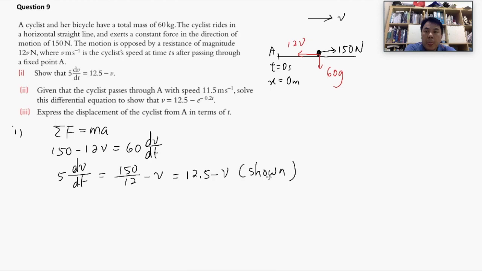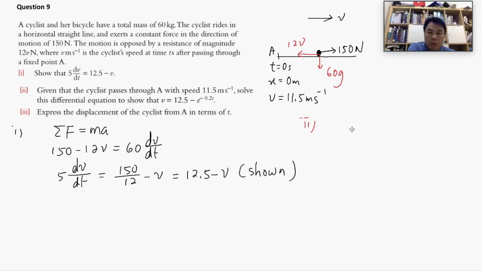Right, now number 2. Given that the cyclist passes through A with a speed of 1.5 meters per second in this case, solve this differential equation and show that V satisfies this equation. Okay, so let's try to work it out here. This is number 2.